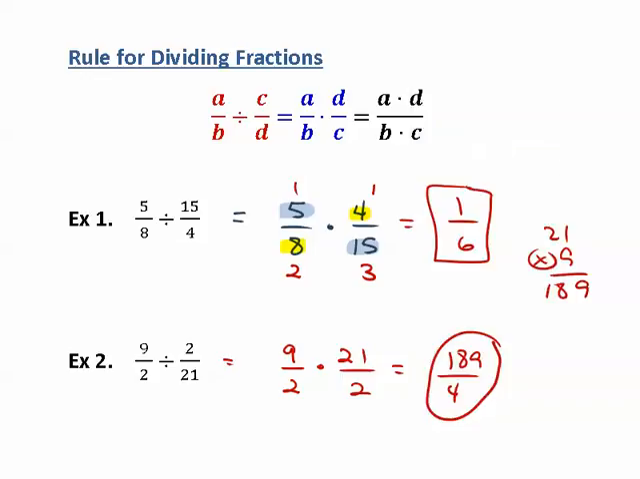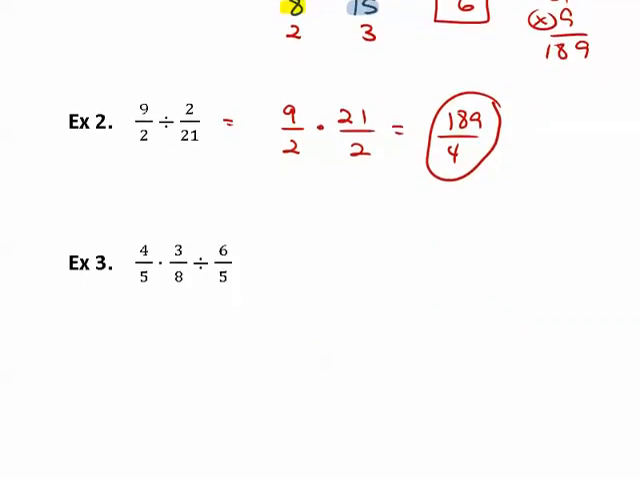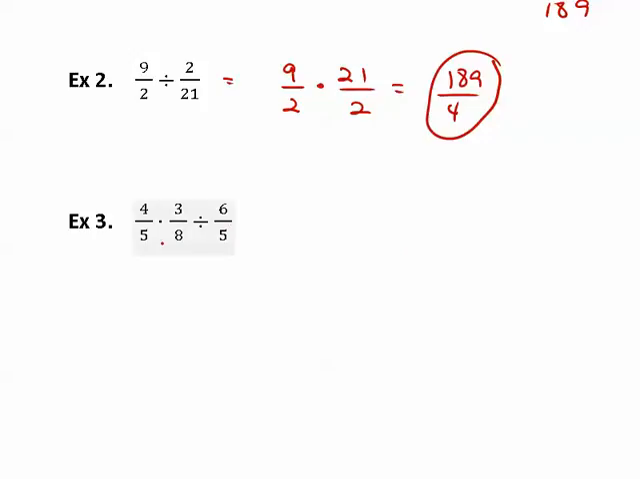Let's take a look at one more example here of working with fractions. Now in this example, you see that we have both multiplication and division going on. So let's go ahead and just rewrite this problem. Let's take 4/5 times 3 over 8. And remember, with division, we keep the first fraction the way it is. Anything to the right of a division gets flipped over like this.